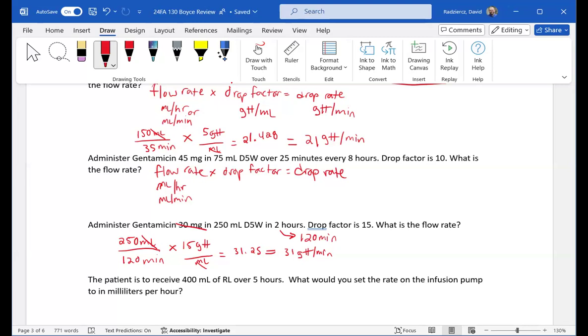Drop factor is given to you. It'll tell you the drop factor is 10, or it'll show you a picture of a drop factor. It'll say that you're using microtubing. With microtubing, you need to know that that means it's 60 drops per milliliter. So drop factor is always going to be in drops per milliliter. And then your drop rate, when you're calculating that and you give your final answer, should be in drops per minute.